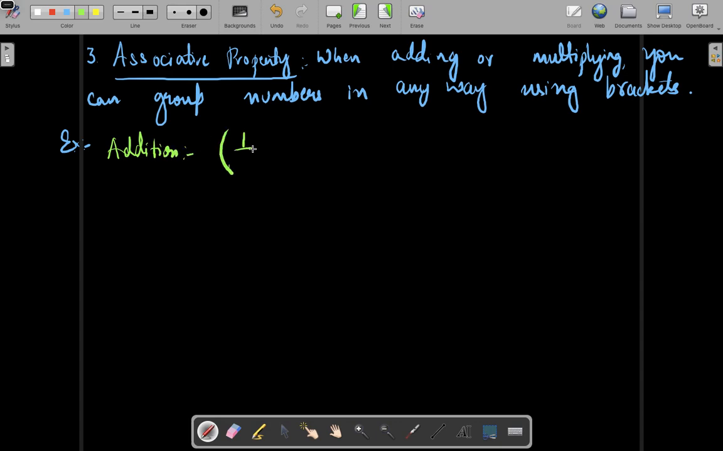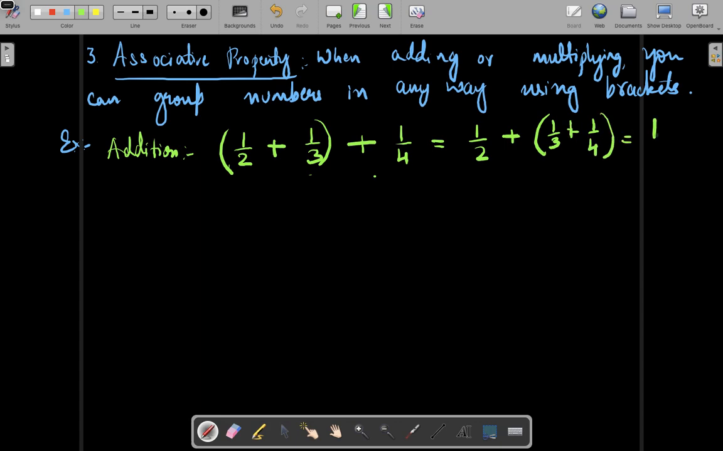So what I do, I write 1/2 plus 1/3 first, group it, then I add it to 1/4, which is equal to... Now I'll group the second and third terms, 1/2 plus (1/3 plus 1/4), and you get the same answer, which is 13/2. So it will be a rational number.